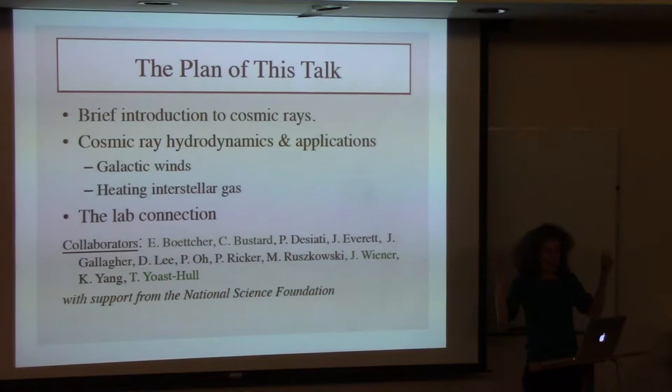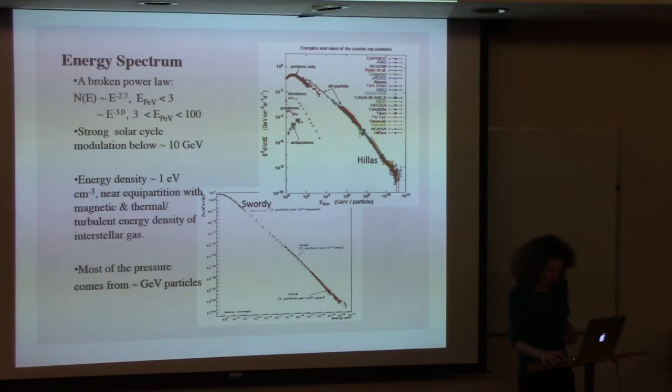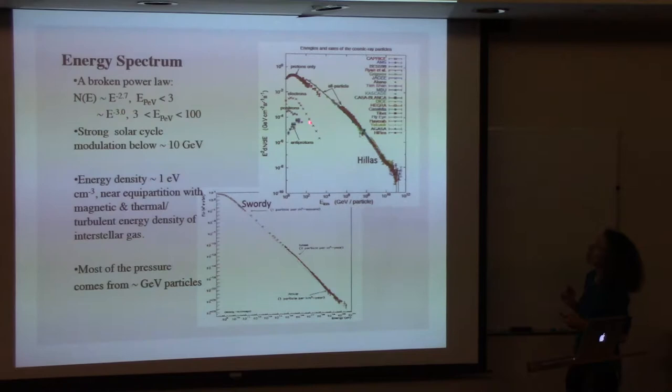Okay, so I'd like to show two views of the cosmic ray energy spectrum. I like this image because it gives you some idea of the huge array of experiments that we have for detecting cosmic rays at different energies. You can see that it's well described by a broken power law over many decades in energy. This feature here at about 3 PeV is called the knee. And this flattening here is called the ankle.